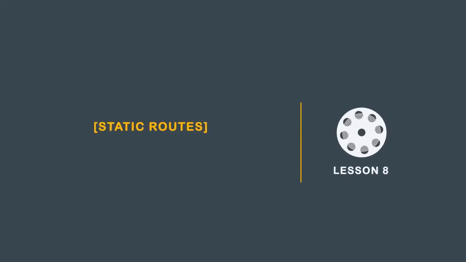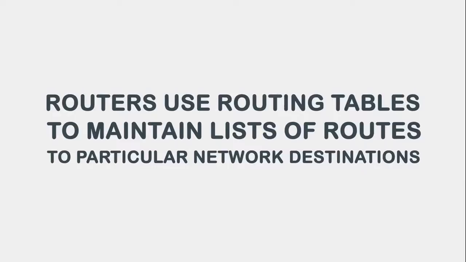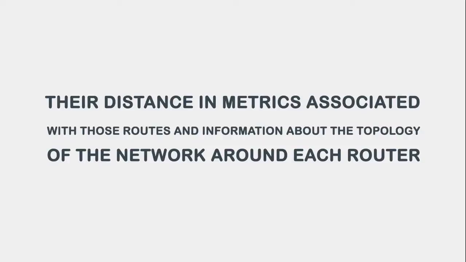In this video, we will discuss static routes. Routers use routing tables to maintain lists of routes to particular network destinations, and their distance and metrics associated with those routes and information about the topology of the network around each router.